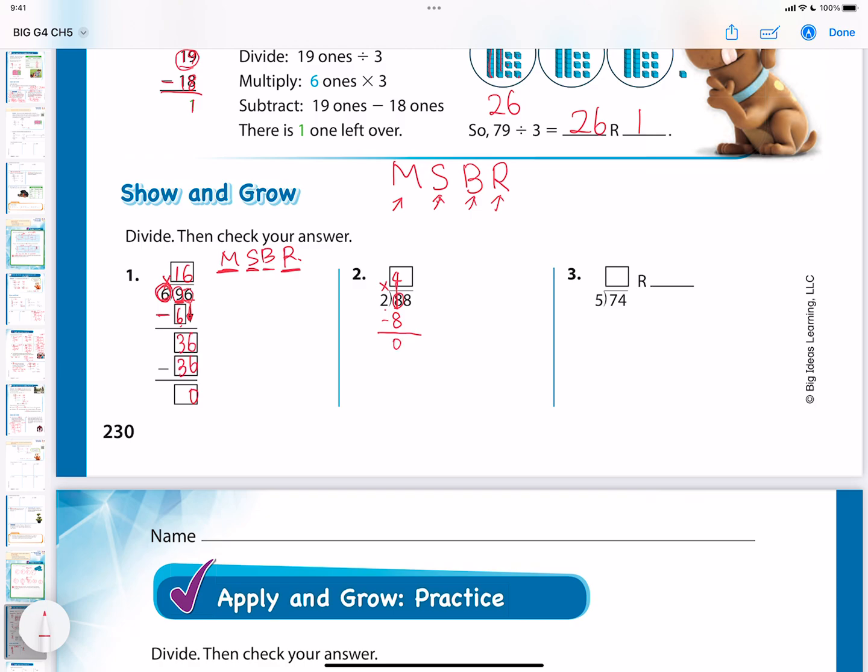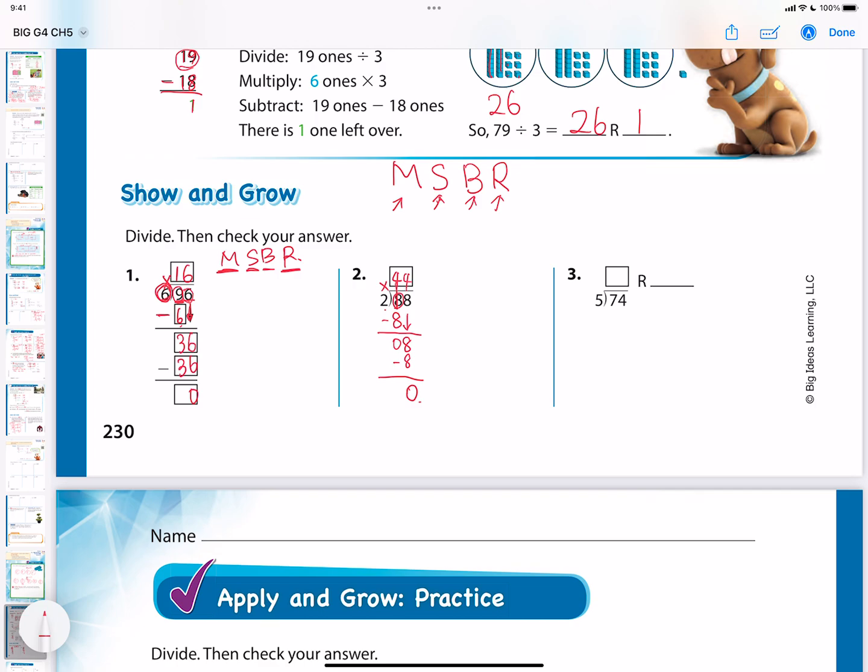We don't have anything to do. Okay, bring it down. 8 comes in here. And 2 times 4 is another 8. And when you subtract, you don't have any left over. So the answer is what? 88 divided by 2 is 44.